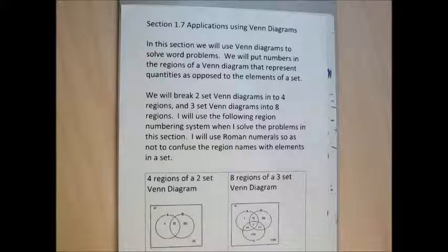Section 1.7 has an evil title, Applications Using Venn Diagrams. Applications meaning word problems. And most of the stuff we do in Math 142, if I give an awesome lecture, if I give an awful lecture, the material's not that hard. You're probably going to get it regardless of what I do. Section 1.7 is maybe where I earn my money a little bit.